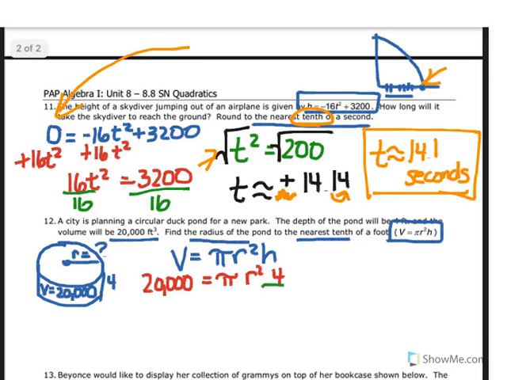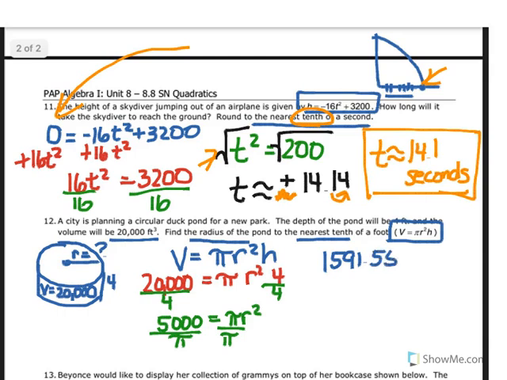So I'm going to do this in steps. I'm going to divide each side by 4. And so 20,000 divided by 4 is, of course, 5,000 equals pi r squared. Now at this point you can divide using your pi button, 5,000 divided by pi, and we're already going to start getting some yucky decimals, and I rounded it to the hundredths to begin with, and then we can round at the end again. So I got 1591.55 is equal to r squared.